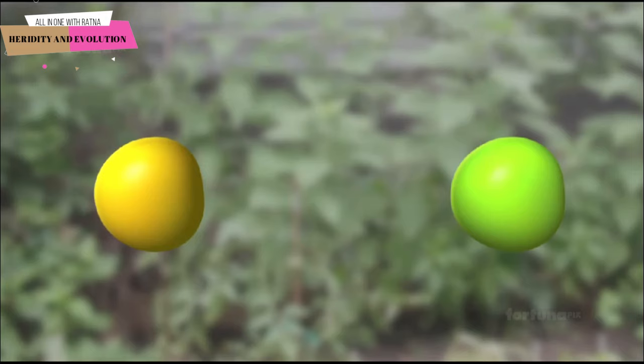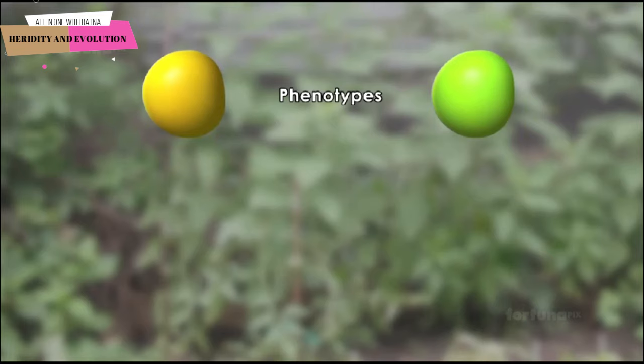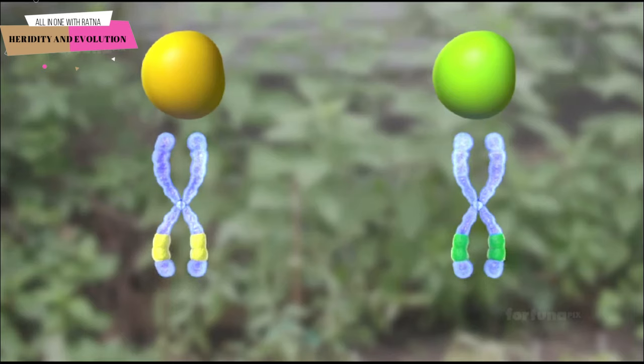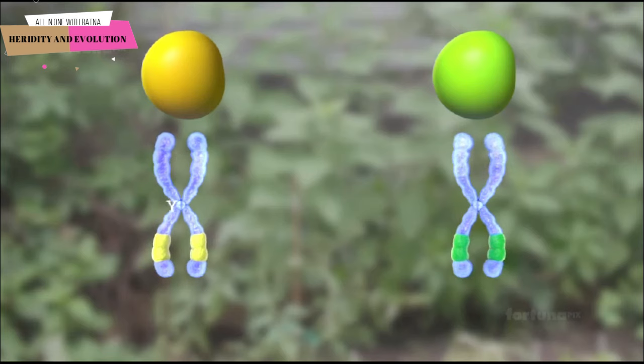Now, let's examine the inheritance mechanism of both phenotypes, which are the visible external characteristics, and genotypes, which is the cell's genetic makeup. Each trait is controlled by a pair of hereditary units we now refer to as genes, with one unit originating from each parent. The alleles, more commonly known as forms, of the gene for seed color would be the same in true-bred plants. These will be represented by YY and yy for the parent plants.